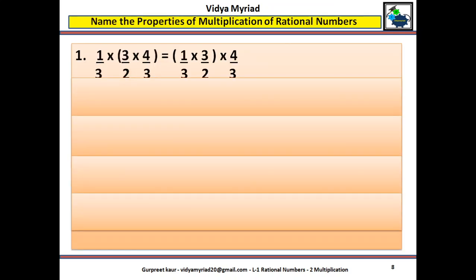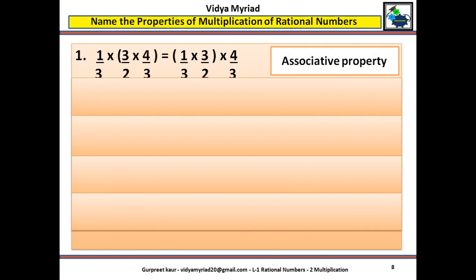Now here I have given a couple of questions where we need to understand and tell the name of the property applied. If you look into the first one, it is given as 1 upon 3, 3 upon 2 and 4 upon 3. These are the three rational numbers on the left hand side and the right hand side, but my grouping is different. In the first case I have made B and C a group, and in the right hand side I have made A and B my group. So what is my answer? It is an associative property.